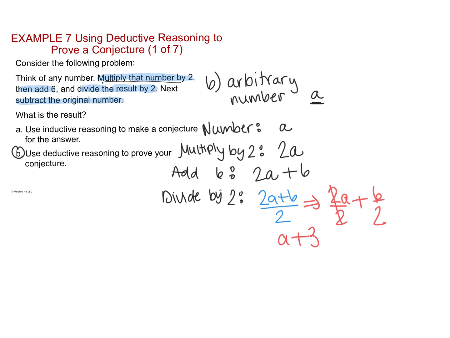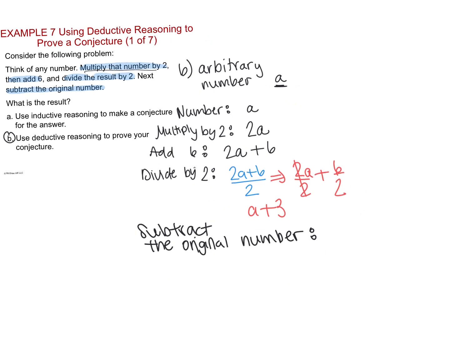Okay, then we will subtract the original number. Well, our original number is arbitrary A, right? From the beginning, right? So we're going to be basically subtracting A because that's our number. So we have this A plus 3, but now we're going to subtract A.